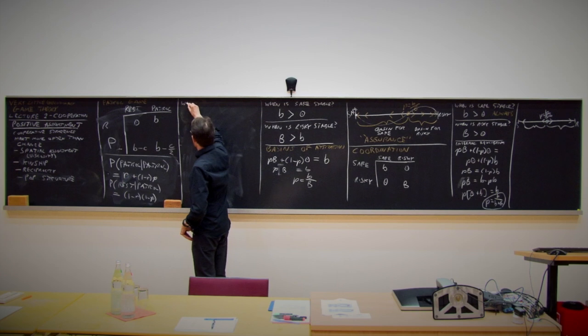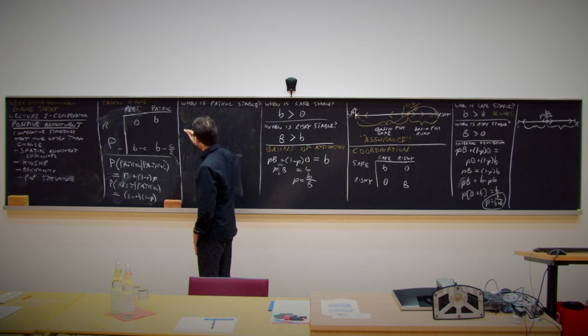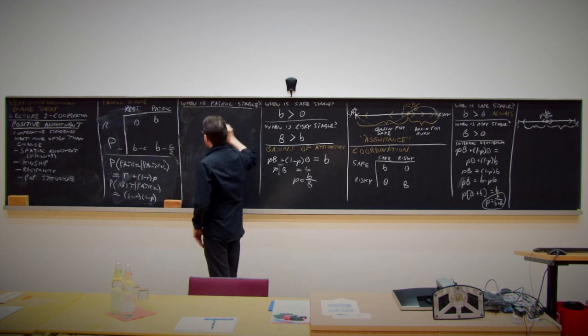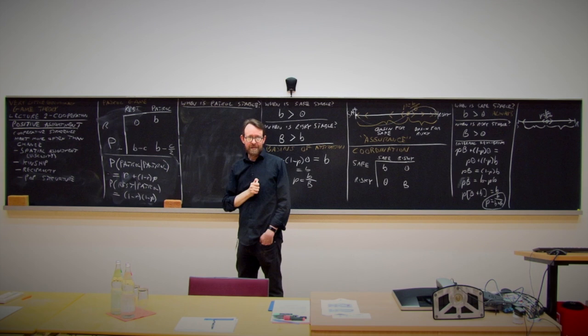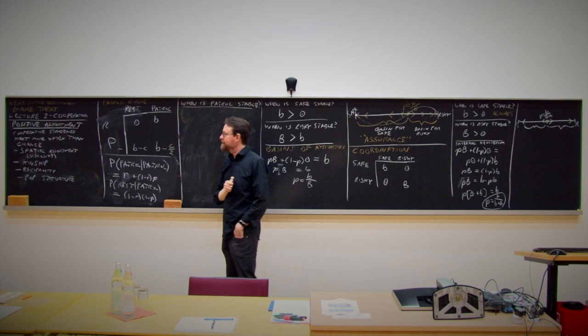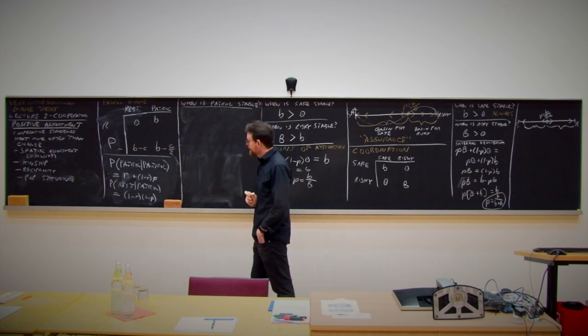And so now we ask again, when is patrol stable? So we need to write the average fitness of patrol when it's common. There's nothing new here, right? When it's common, it's going to meet itself. That's all that's going to happen. And so, or to draw it all out, I have to decide what order I'm going to do this in.